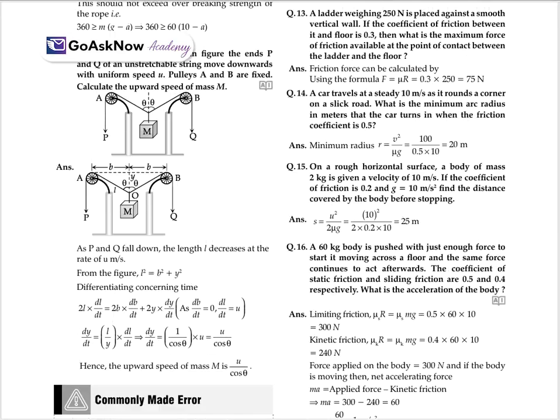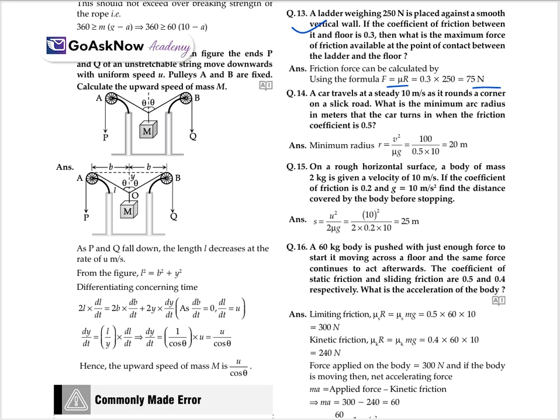So these are a few questions which are again based on these equations only. A ladder weighing 250 Newton is placed against a smooth vertical wall. If the coefficient of friction between the floor and the ladder is 0.3, then what is the maximum friction force at the point of contact between the ladder and the floor? Friction can be calculated using the formula F is equal to mu R. When we substitute the values, we get force equal to 75 Newton.